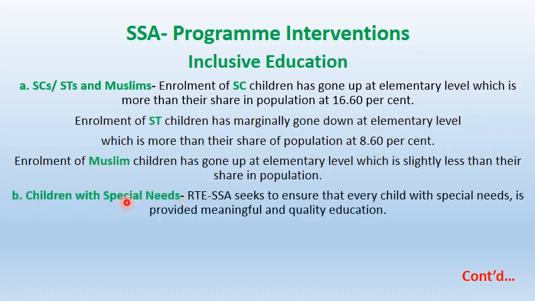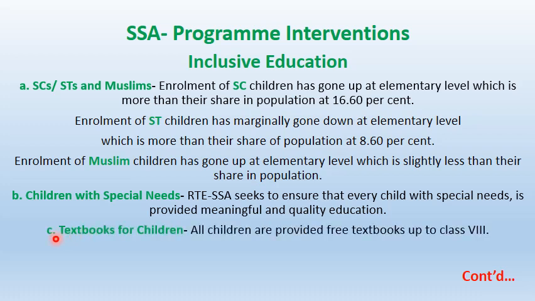B. Children with special needs. RTE SSA seeks to ensure that every child with special needs is provided meaningful and quality education. And this percentage is on 2011 census. The 2021 census is yet to be conducted and is delayed because of the COVID conditions. This will soon happen and you will get the updates too. C. Textbooks for children. All children are provided free textbooks up to class.